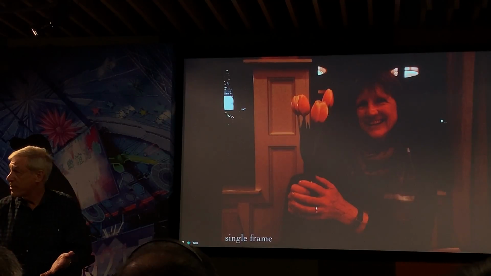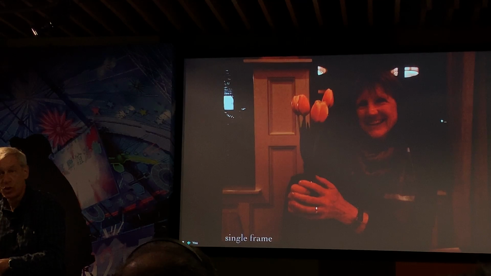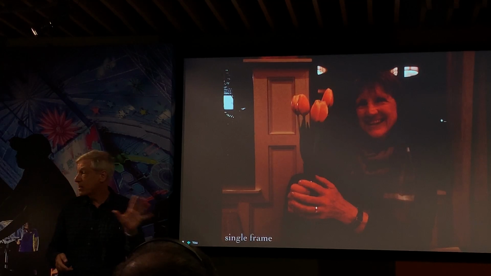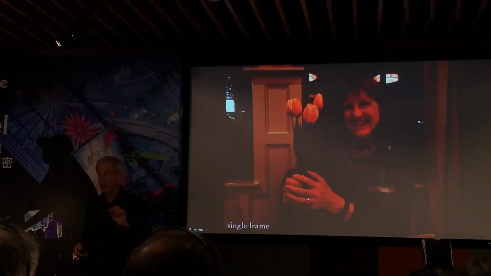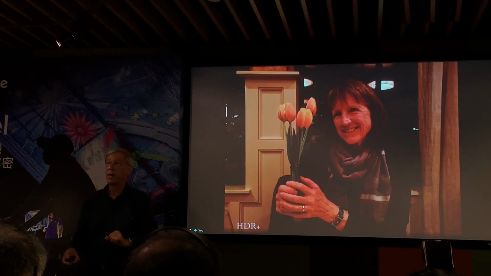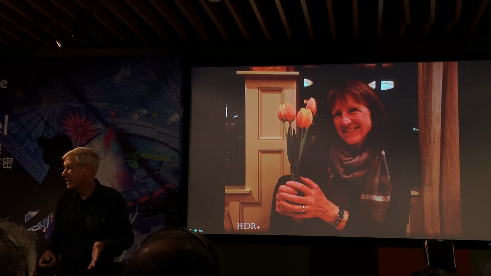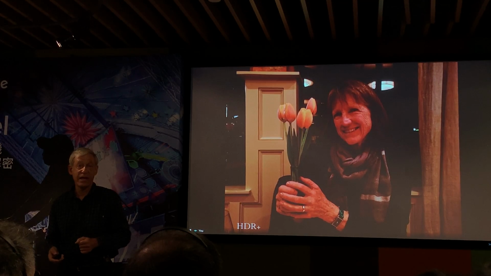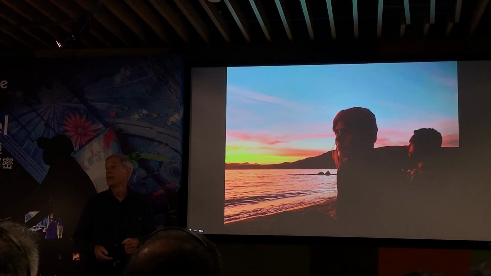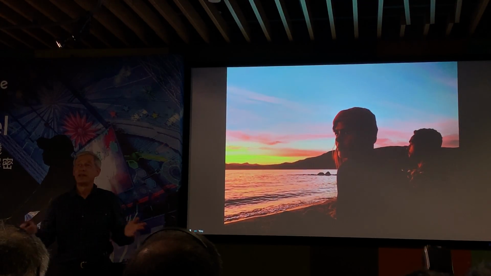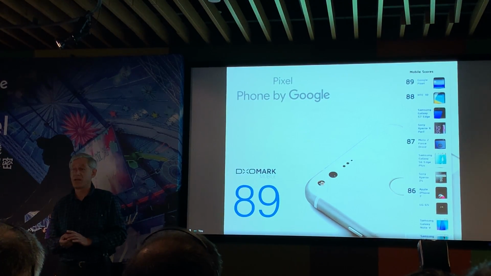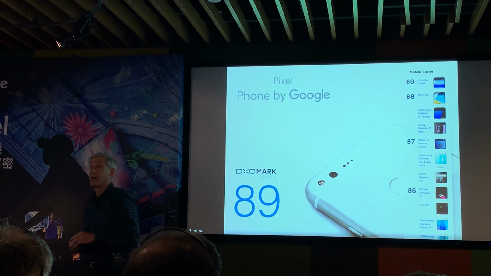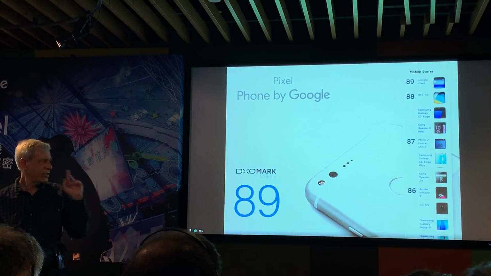Because we're averaging multiple frames, we reduce noise, and so it's good at low light imaging. So I'm not talking yet about Night Sight, I'll talk about that later. So single frame, an aligned and averaged burst. Single frame and a burst using HDR plus. Marketing pictures, yes, we won the best smartphone camera in the year that the Pixel 2 came out. Or Pixel 1.